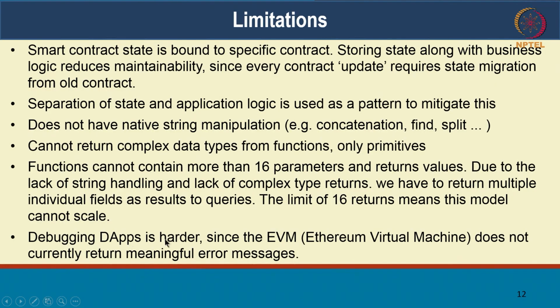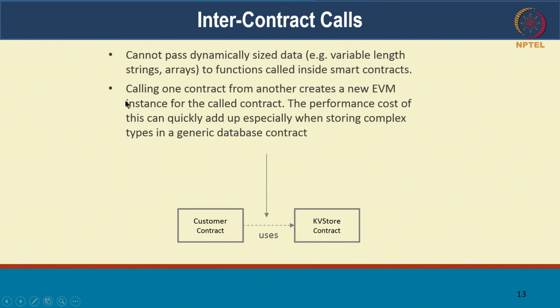Debugging distributed applications also tends to be harder, since the EVM today does not return very meaningful error messages. That's something I've personally felt using Solidity on the EVM. And again, for inter-contract calls, when one contract invokes another contract, it's not possible to pass dynamically sized data. So it has to be fixed length strings.